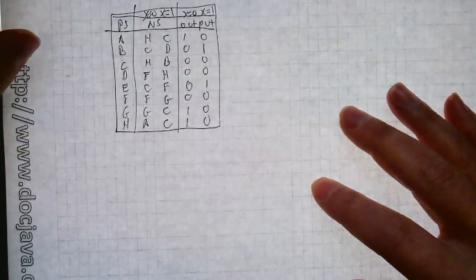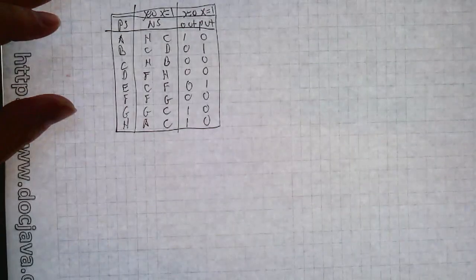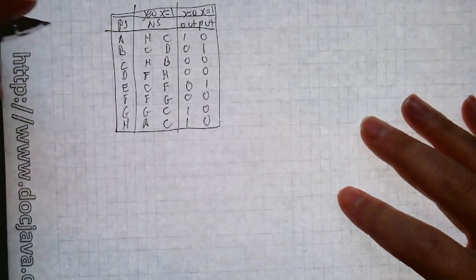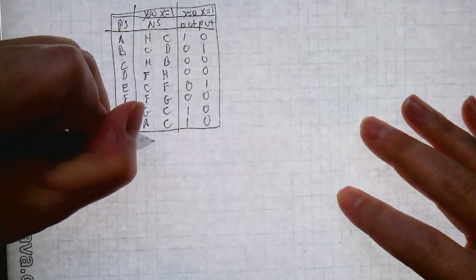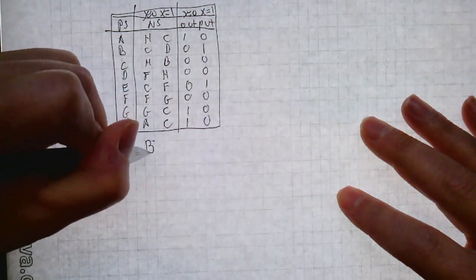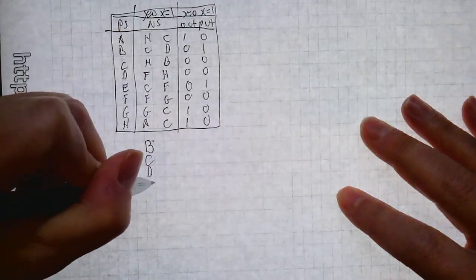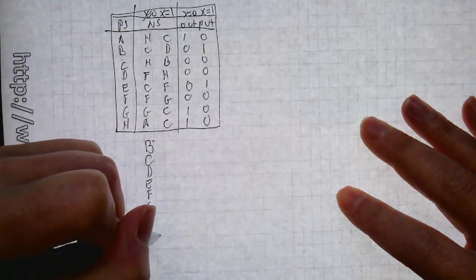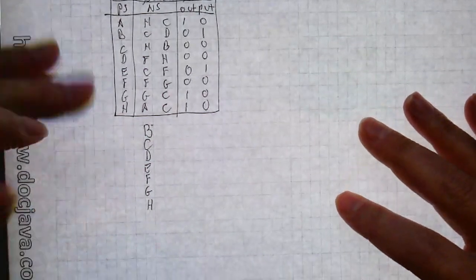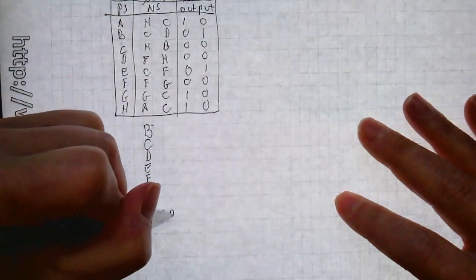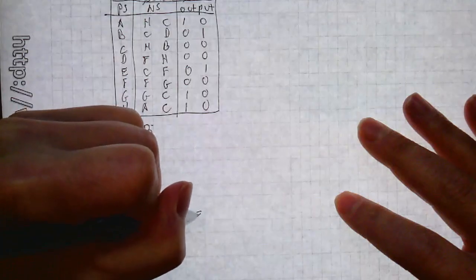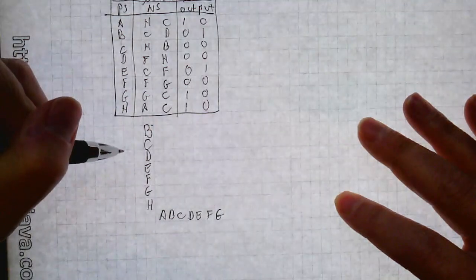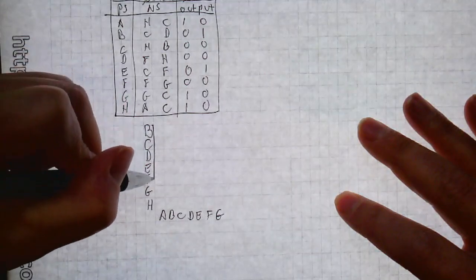All right. So now let's see if we can do the implication chart. So we'll start with the second letter: B, C, D, E, F, G, and H. Then we start with the first letter: A, B, C, D, E, F, and G. And then we draw our chart.